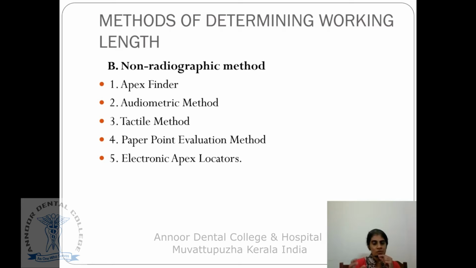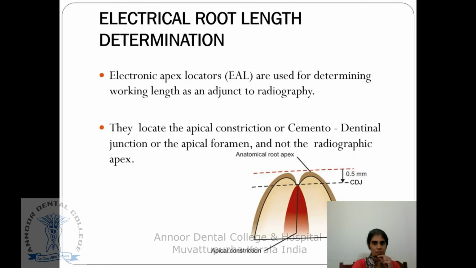This presentation will be on the electronic apex locator. The electronic apex locator is used for determining the working length and it is an adjunct to radiography. That means you cannot rely on this electronic apex locator fully. You have to take a radiograph and confirm the obturation or the master cone x-ray before you do your obturation.